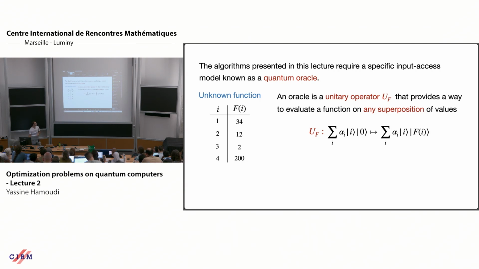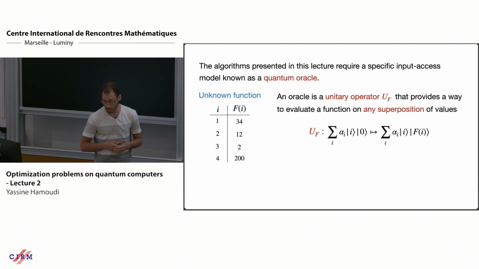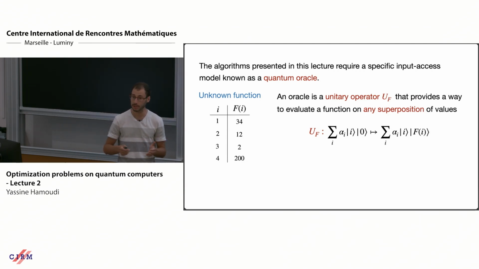Okay, so you can set up a superposition over input indices. Choosing the amplitude is up to you. Now, when you apply this magical unitary operator, it will update the second register by computing the corresponding outcome of the function f. We don't care about how the unitary U_f is implemented in practice. This is an assumption of the model. This is given to you.